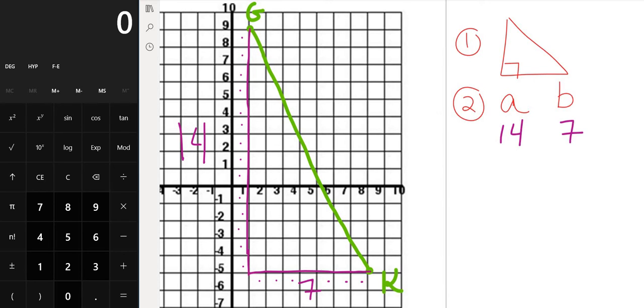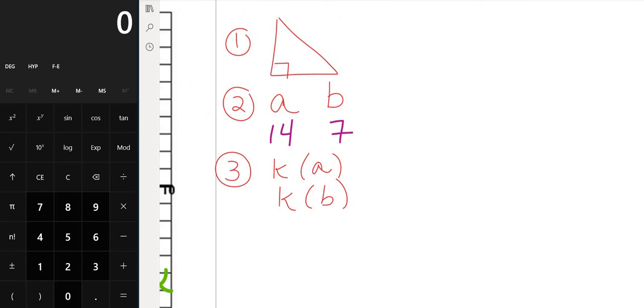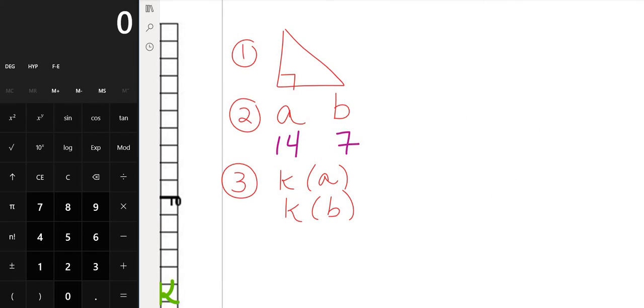Once we've counted the 2 legs, step 3 is we're going to multiply by our K value. So K times your A and K times your B. You're going to multiply them together. Our K value that we figured out before was 3 over 7. So we're going to do 3 over 7 times 14, that was the rise, and 3 over 7 times 7. Same thing that we did before. We've seen these numbers before.